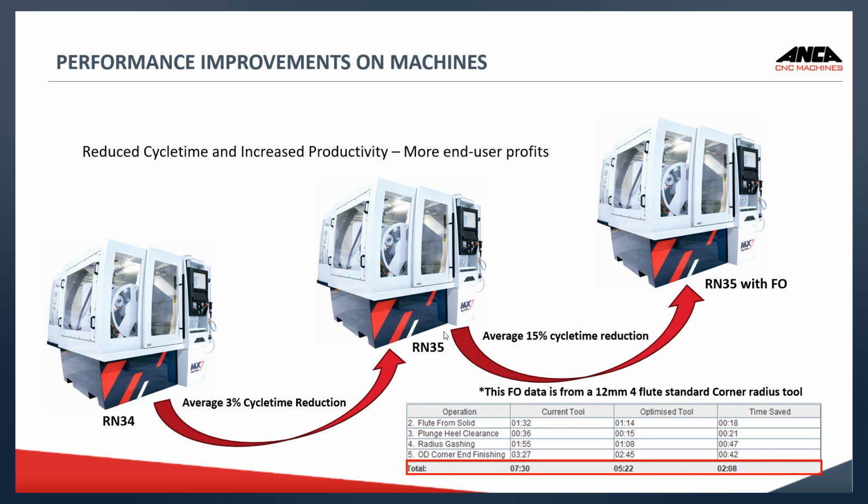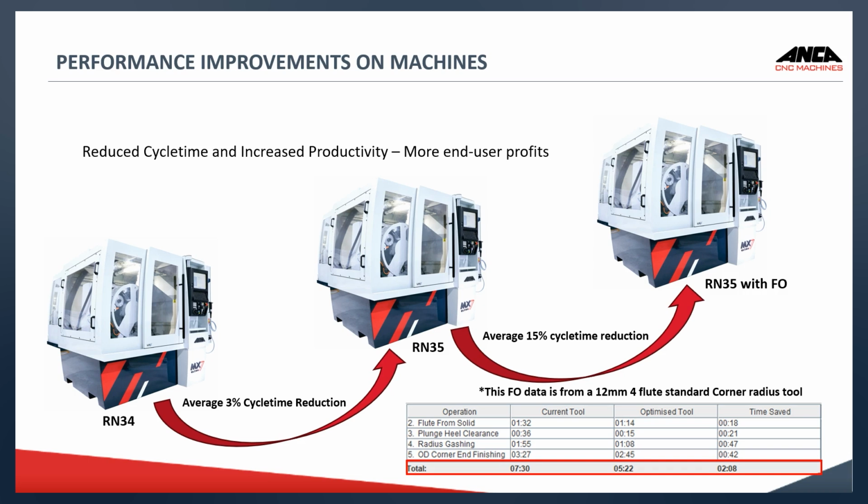And from RN35, when you apply the feed rate optimization, you'll get another 15% cycle time reduction. Again, that's an average, and below is the data I had shown you in one of the episodes on a 12mm 4-flute standard corner radius tool, where you saved about 2 minutes and 8 seconds. Now this is again an optimal condition, but this will depend on your wheel quality, your setup of your tools, your coolant delivery. There will be several factors that will depend on this, so it could vary from tool to tool, from production to production.